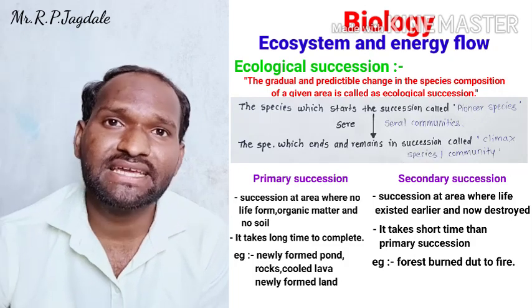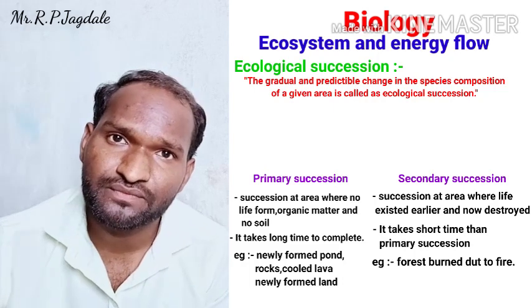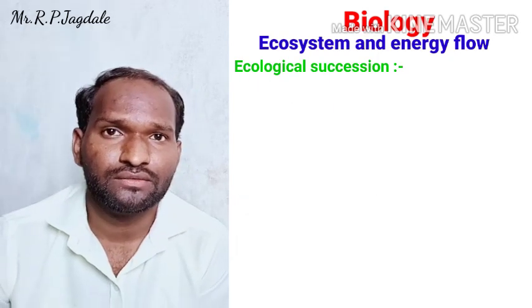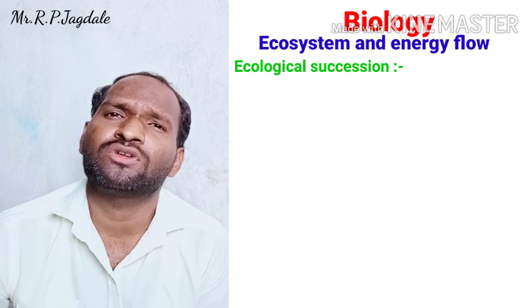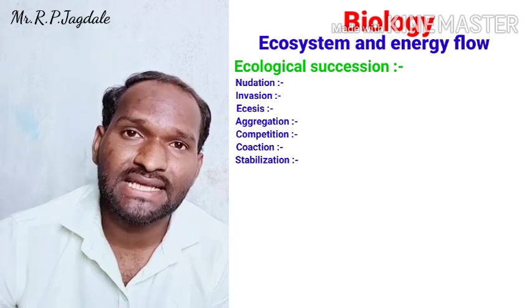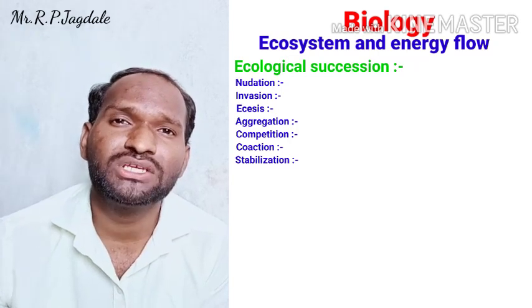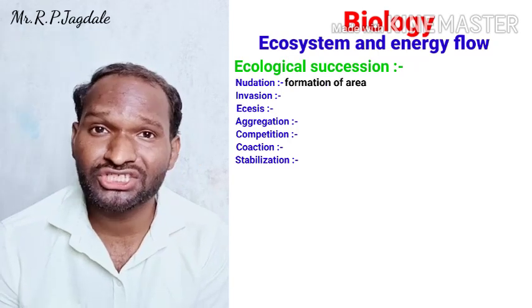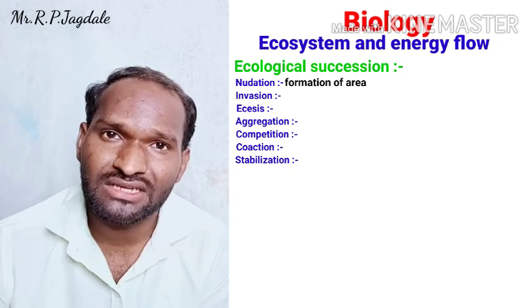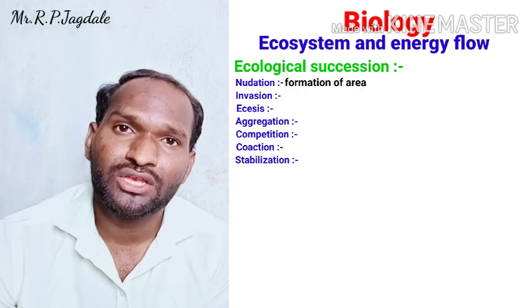When succession takes place, there are some steps in the succession. We will see the few important steps. The first step is called nudation. Nudation is nothing but the formation of an area. For succession, an area is a must. So the formation of an area is called nudation.